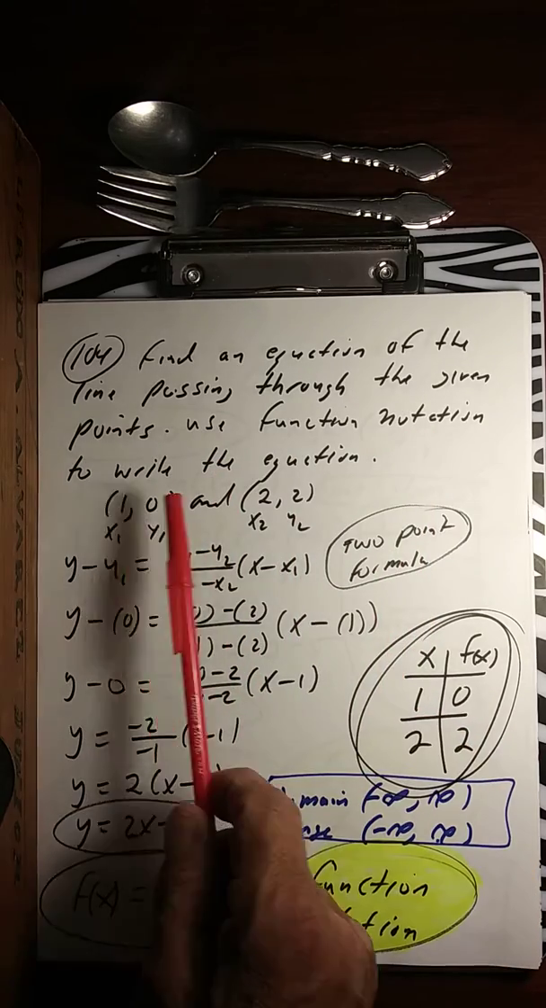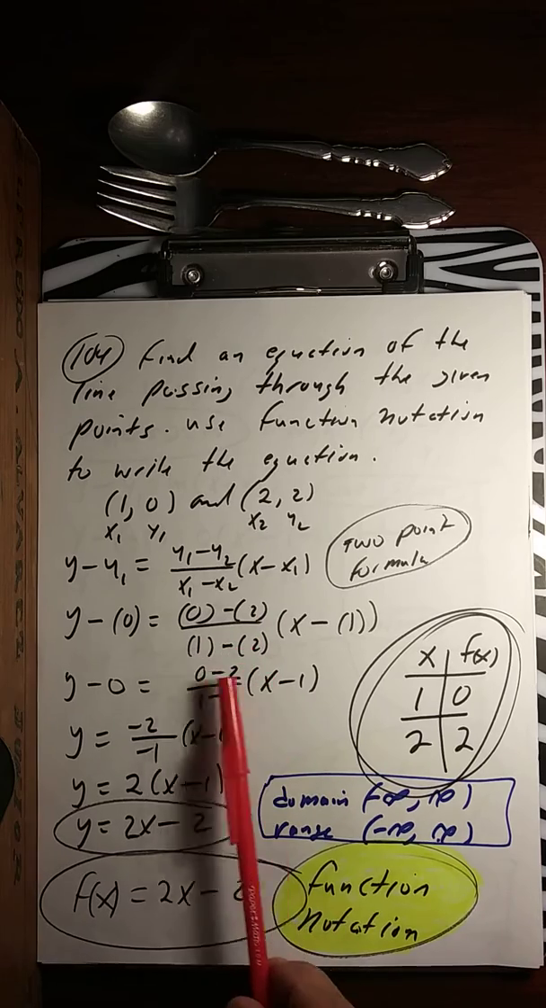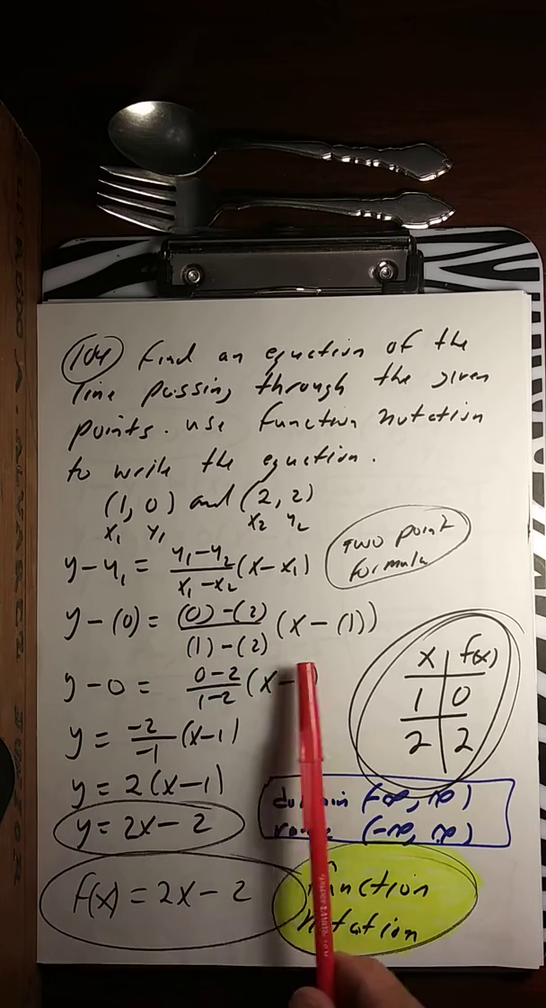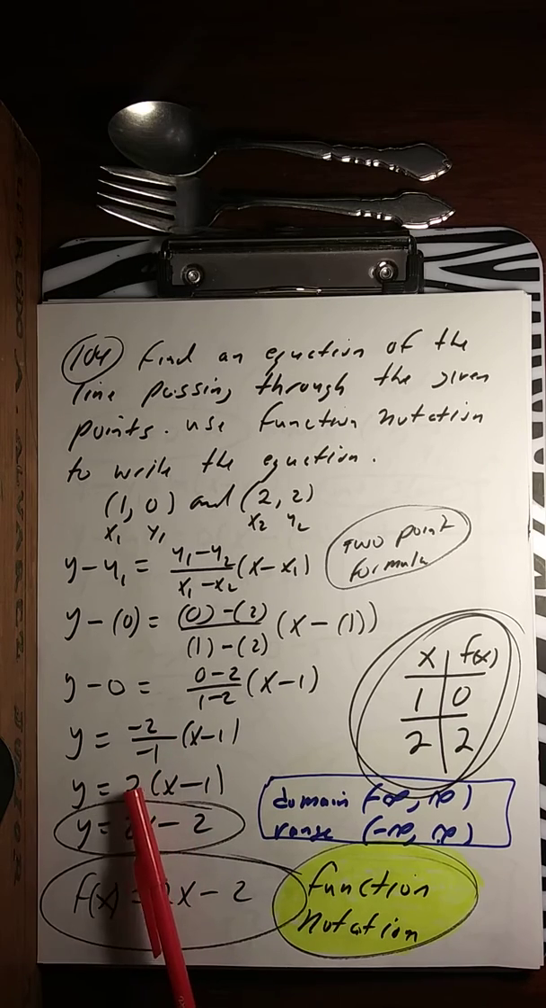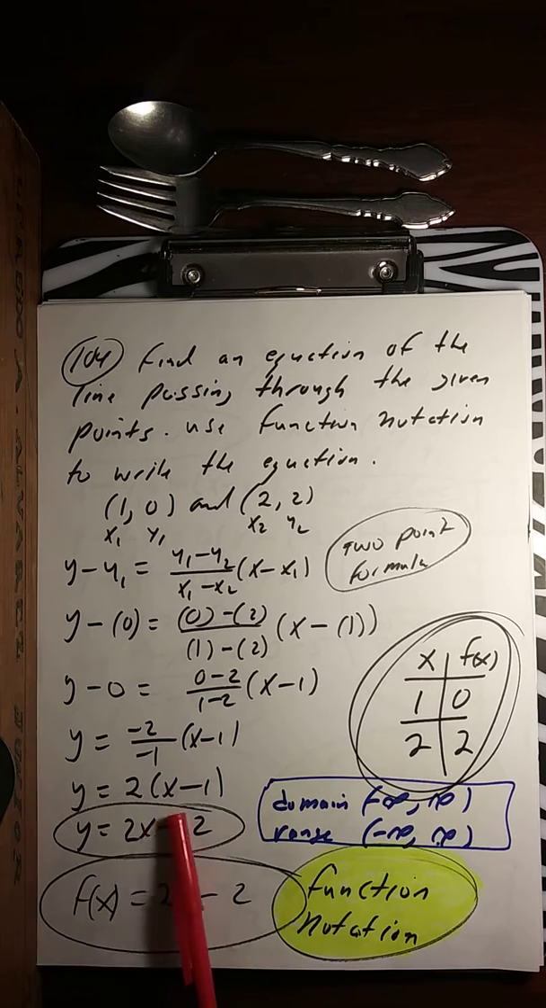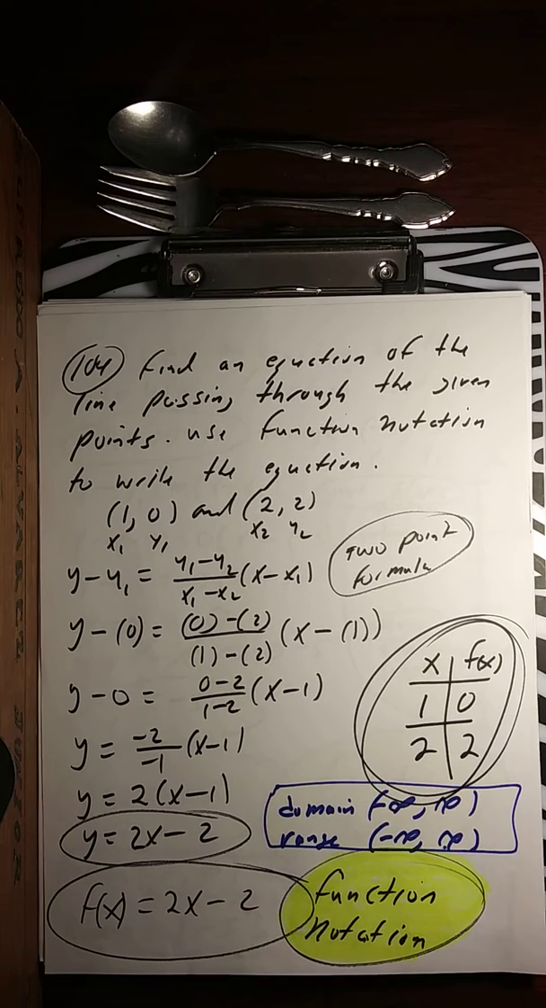Find the equation of the line passing through the given points. Use function notation. So x1, y1, x2, y2. Put the numbers in here. 0 minus 2, 1 minus 2. y minus 0, it's going to be y, minus 1. So this is going to give you negative 2 over negative 1, which is 2. 2 times that is 2x, 2 times that is negative 2. So y equals 2x minus 2, or f of x is 2x minus 2. Domain is negative infinity to infinity. Range is negative infinity to infinity.